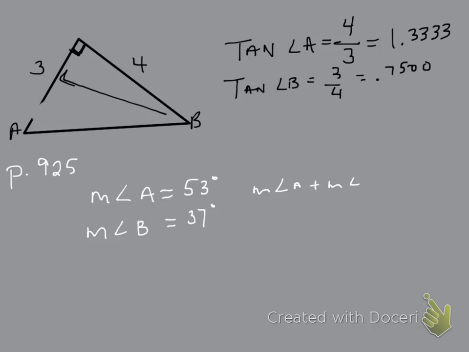Notice, and this is common sense because of all the work we've done, the measure of angle A plus the measure of angle B equals 90 degrees. It's good that you pay attention to that because that'll be an opportunity for you to check yourself to make sure that you are on the right track and you're doing the right thing.